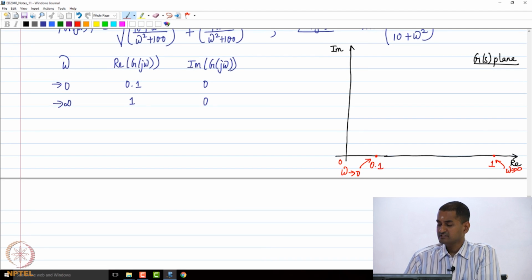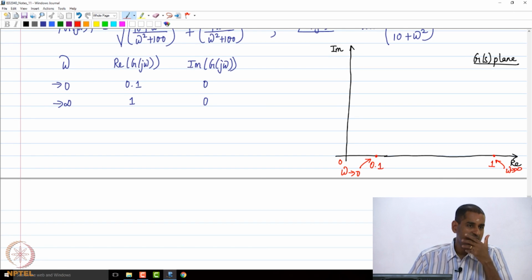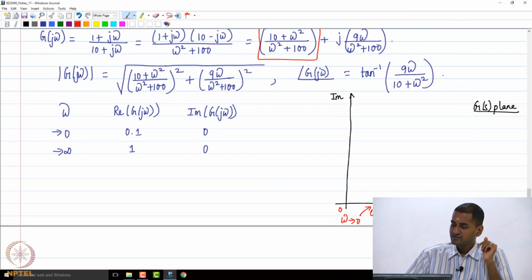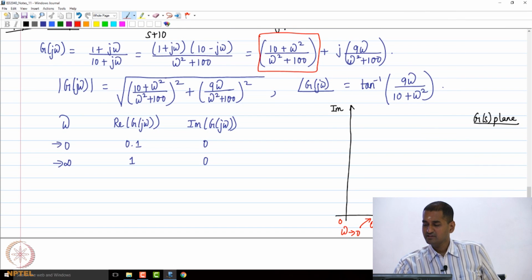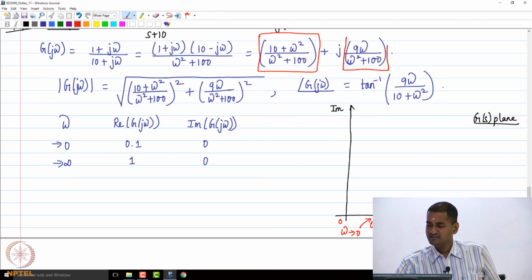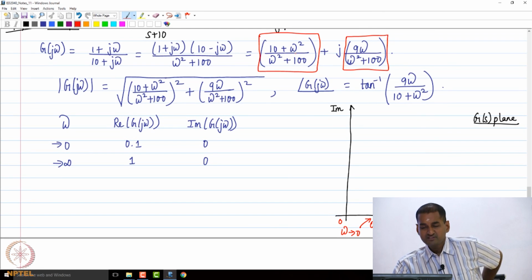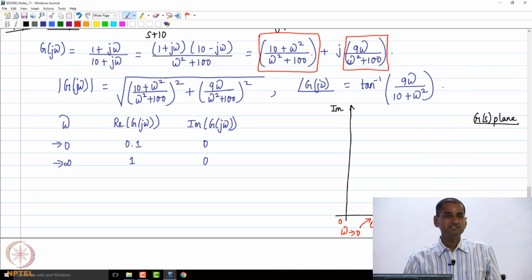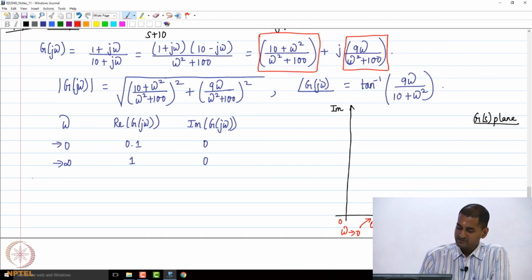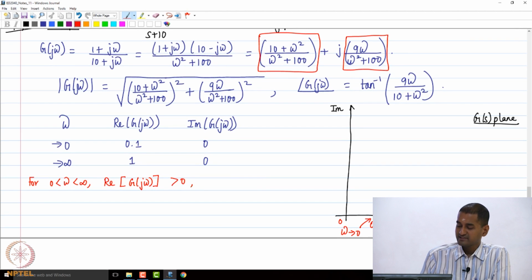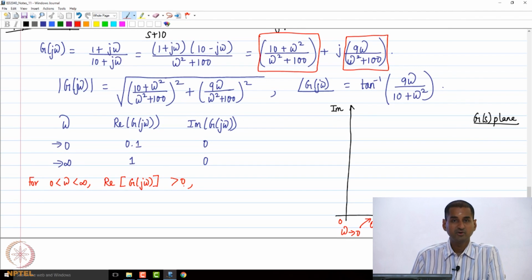Now the question is, what happens to the locus of this Nyquist plot for this particular transfer function as omega goes from 0 to infinity? Please note that it is going to be the plot of the imaginary part versus the real part. You can see that the real part is always going to be positive for all omega between 0 and infinity. The real part of g of j omega is always greater than 0. That is pretty obvious.